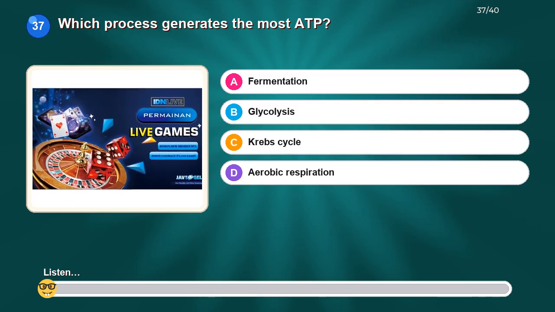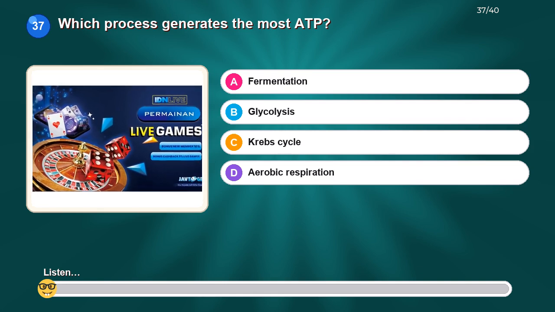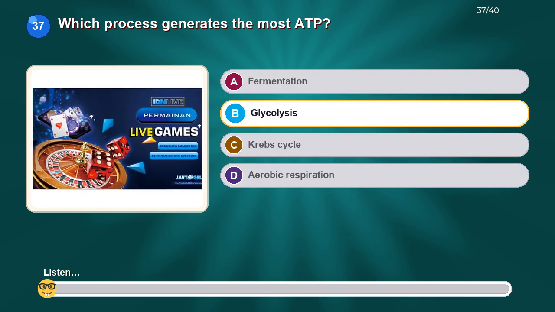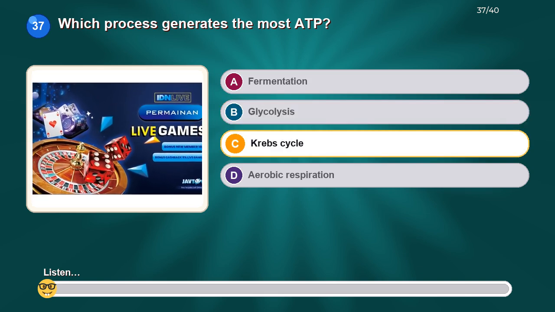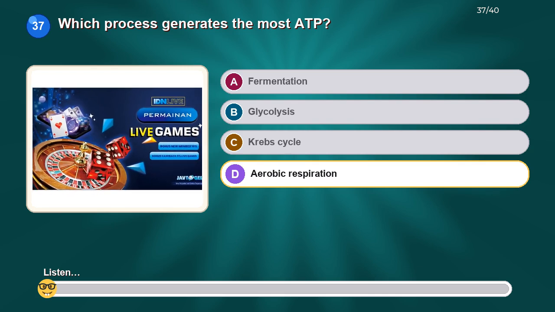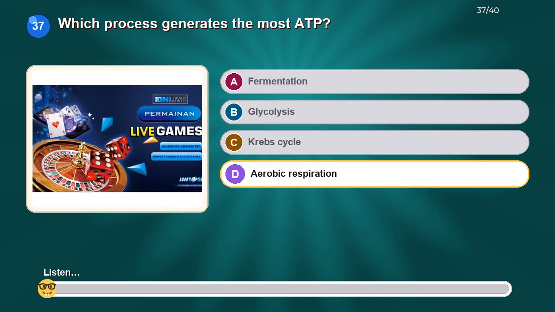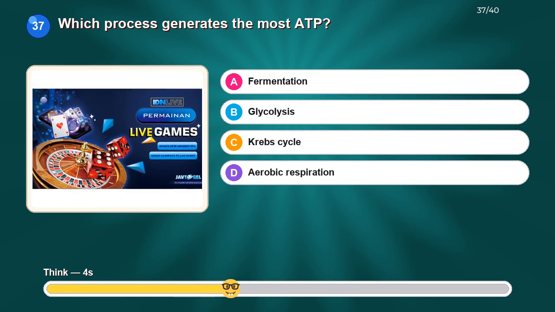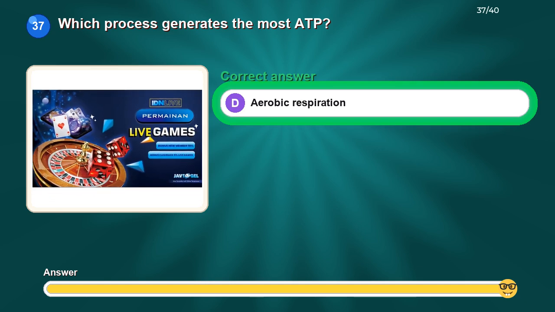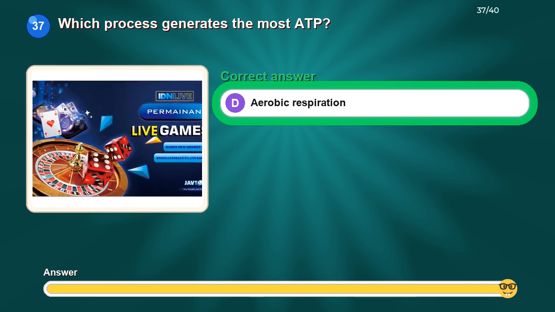Which process generates the most ATP? Option A, fermentation. Option B, glycolysis. Option C, Krebs cycle. Option D, aerobic respiration. The correct answer is aerobic respiration.